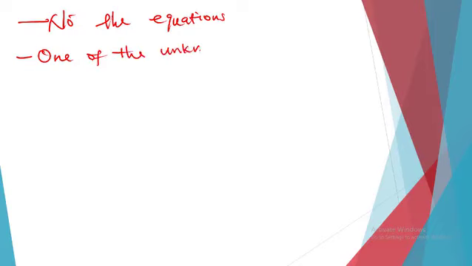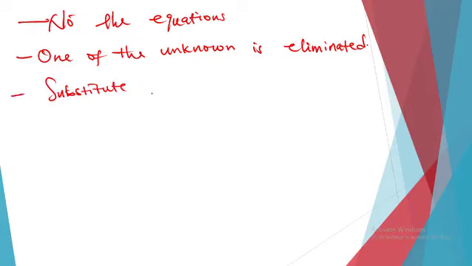I told us earlier that the first thing we do here is to number the equations. You number the equations that are given to you, and then the next thing you need to do is to make sure one of the unknowns is eliminated, in order for you to be able to find the value of the remaining variable. Then when you find the value of the remaining variable, you substitute it in any of the equations to find the value of the second variable.